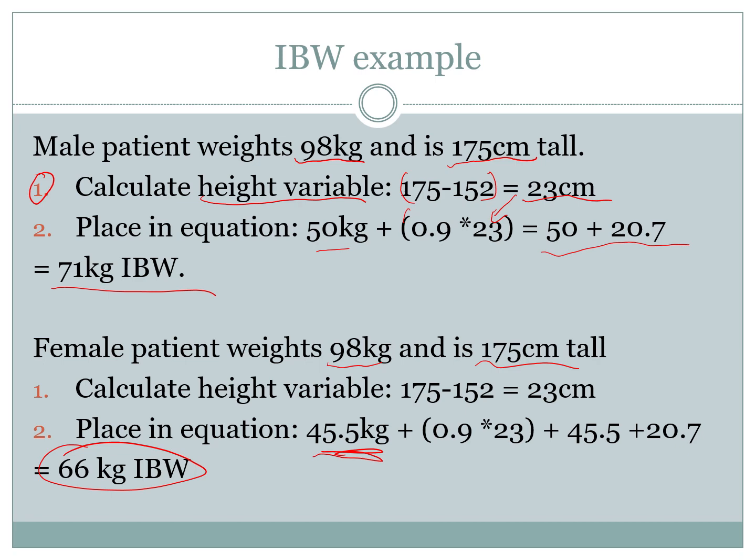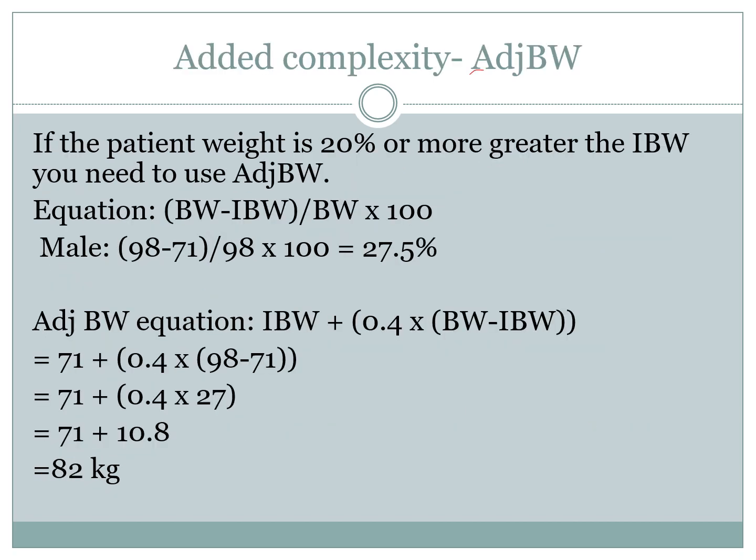Which brings us up to the added complexity of the adjusted body weight. Now, as mentioned before, the adjusted body weight is calculated for somebody who is 20% greater than their ideal body weight. So, if we look at our male just before, we can do a simple equation, which is body weight minus ideal body weight, divided by original body weight times 100, which will give us our percentage of difference.